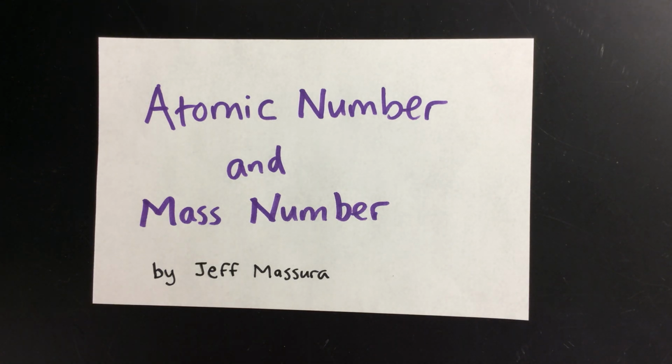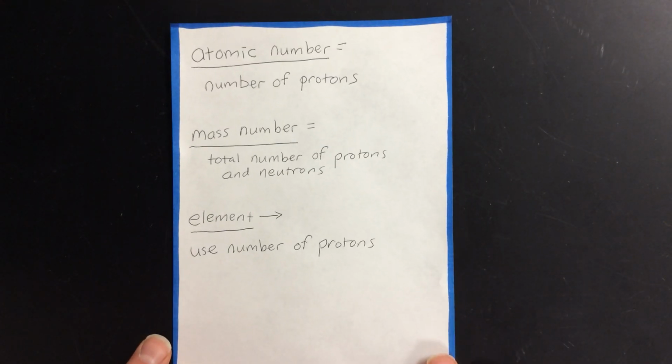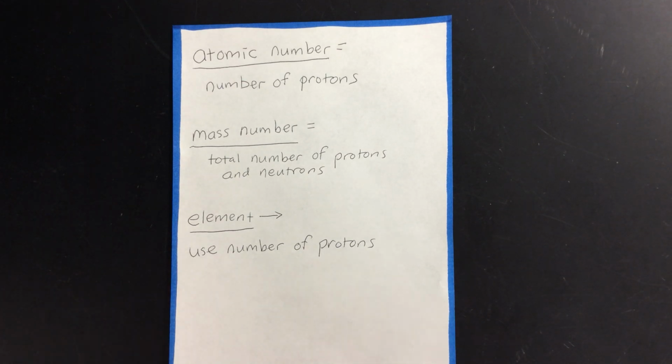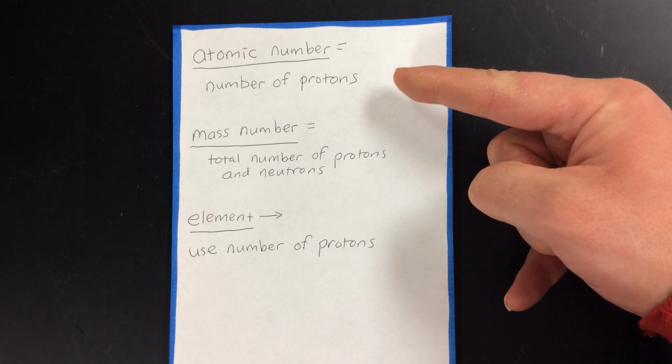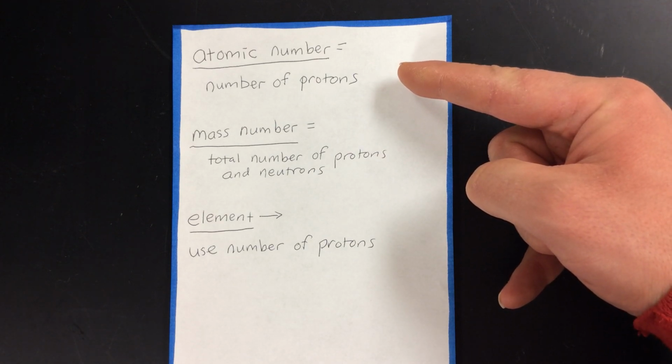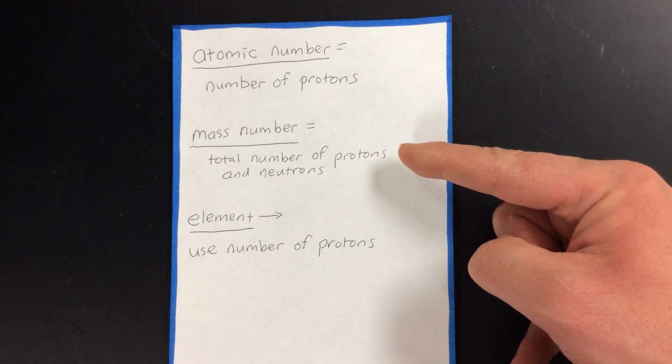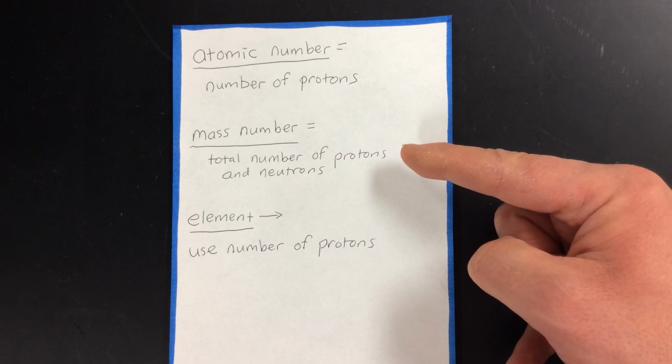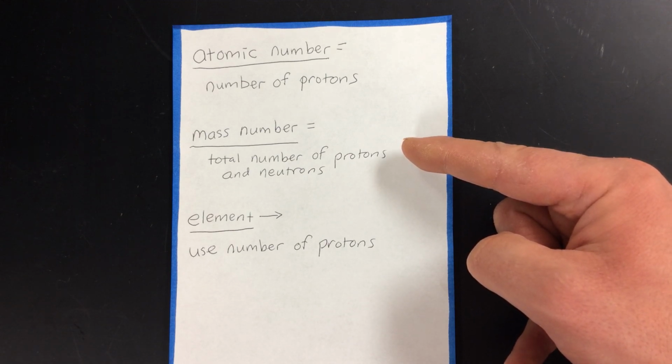Hi class, in this video we're going to learn about how to find the atomic number and mass number of an atom using the number of protons, neutrons, and electrons in the atom. So, just as a recap of what you should have read in the notes, there's the atomic number, which is equal to the number of protons in an atom. There's the mass number, which is equal to the total number of protons and neutrons in the atom.